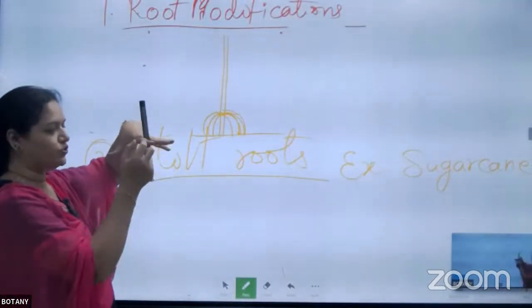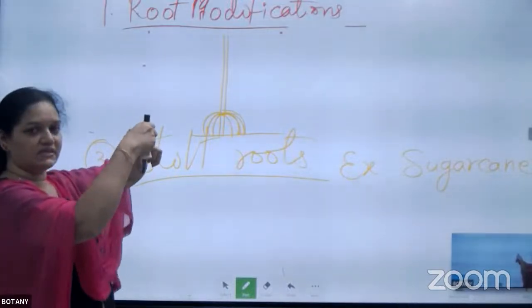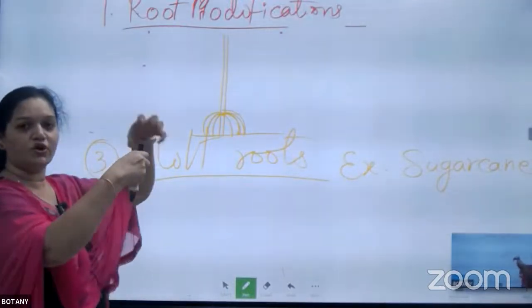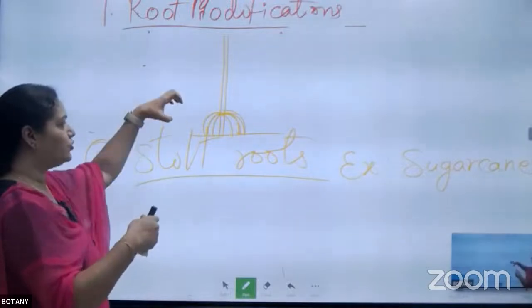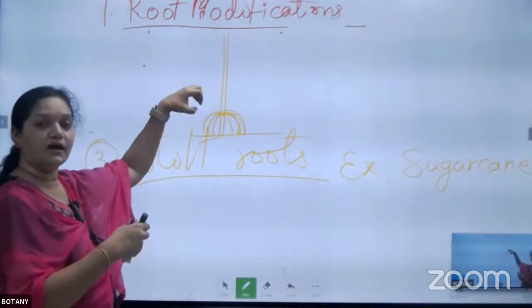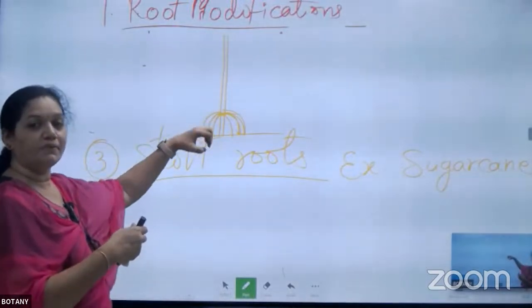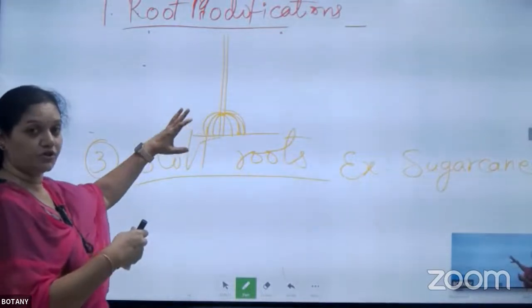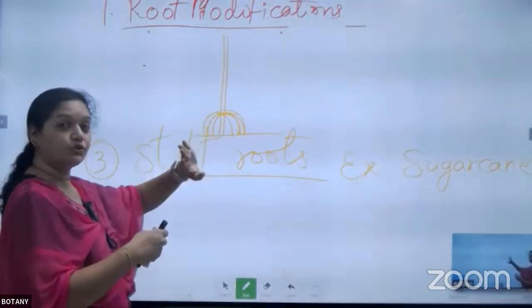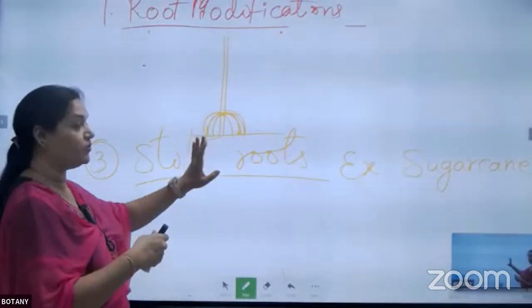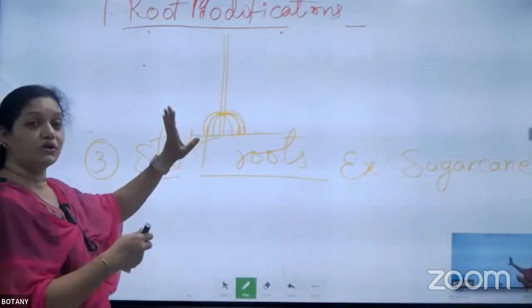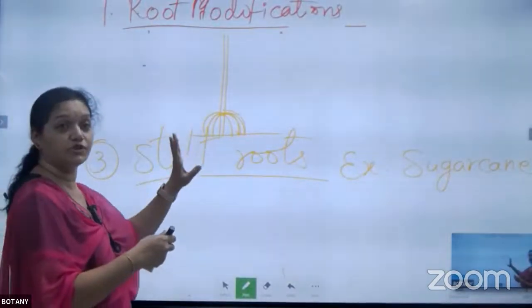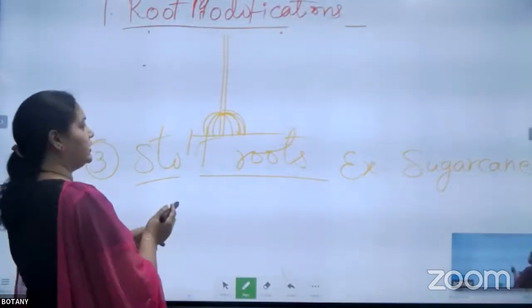So this is the first node. From here, roots will arise like this to fix the plant to the soil. This is to give extra support for the unbranched tall stem. But it's not mechanical support. Okay, remember, we should not write mechanical support over here. It's nothing but extra support for the unbranched tall stem. That is the stilt roots.